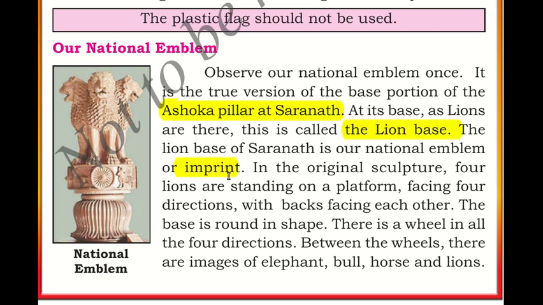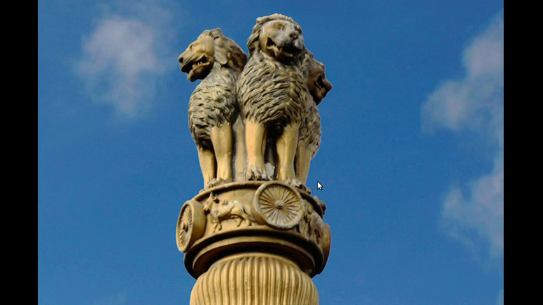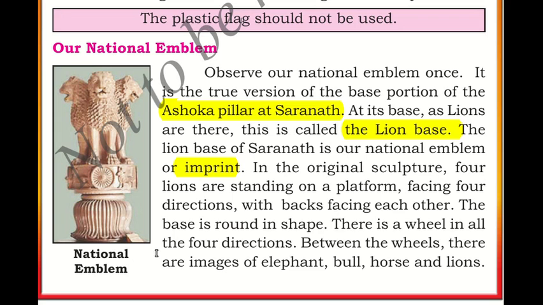So let's go and take a look at the Ashoka pillar at Sarnath. So here is a picture of the Ashoka pillar at Sarnath from which the national emblem has been taken. Let us look at it in detail. In the original sculpture, 4 lions are standing on the platform facing 4 directions with their backs facing each other. So we have 4 lions. In any picture you can only see 3. One is behind.